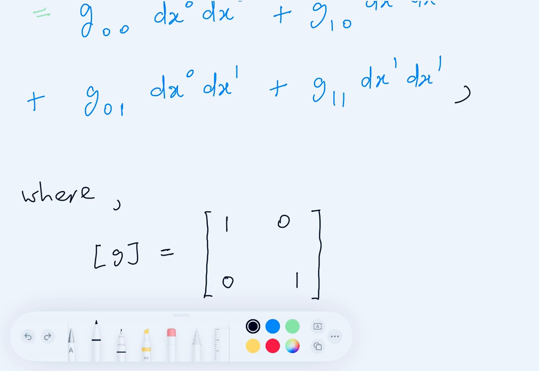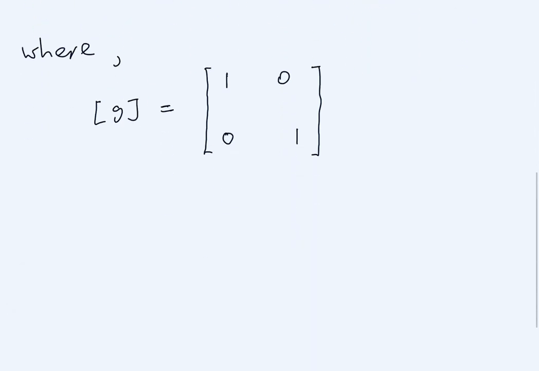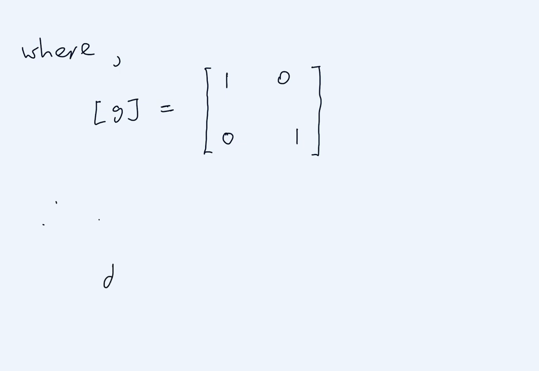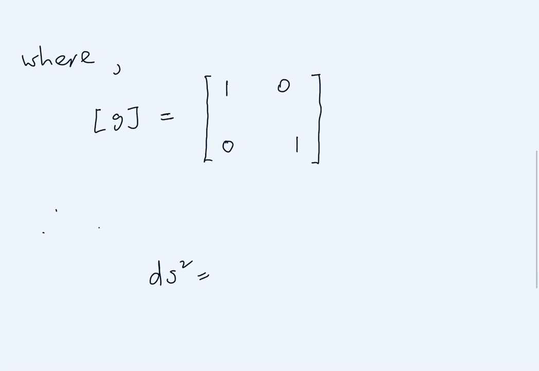Okay, so we say, therefore, our metric ds squared is therefore given by the following.